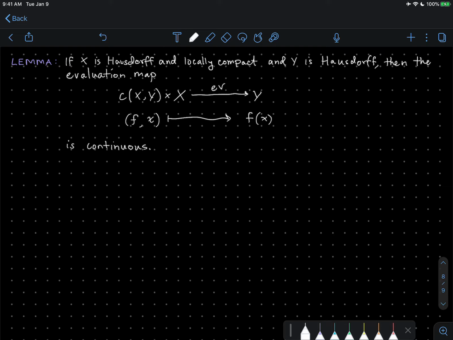Let's give the proof. What color should I label proofs? I want to stay consistent for the rest of the lectures. If you couldn't tell, purple is my favorite color. Let's do red for proof.